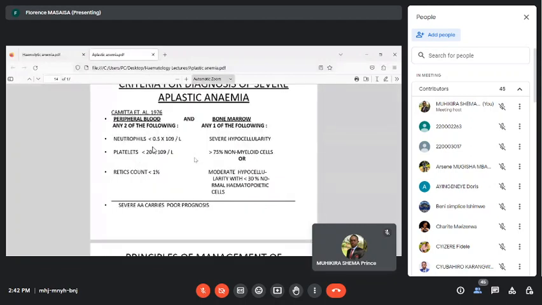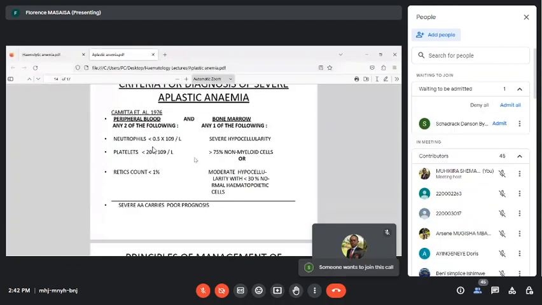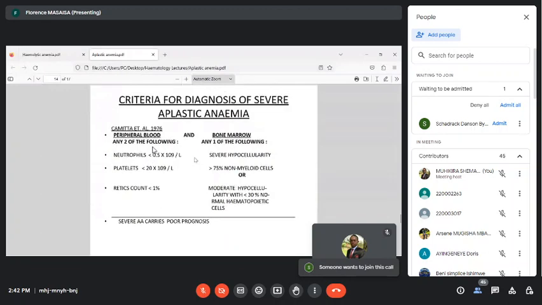So how do we call it? The clinical criteria for diagnosis of severe aplastic anemia. Now this is the main thing. My patient is having aplastic anemia, but is it severe or not severe? So the severity will depend on any one of the following.